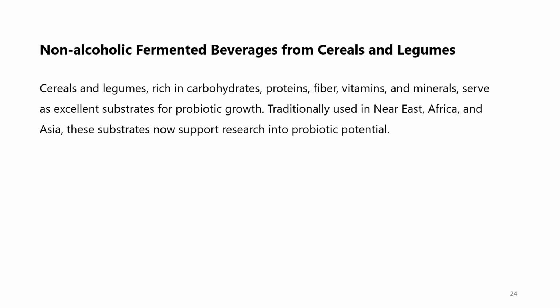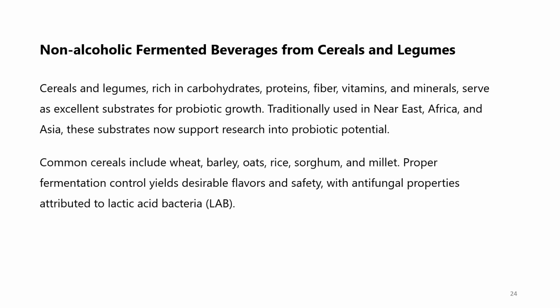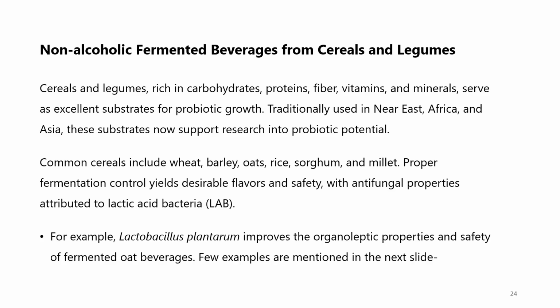Cereals and legumes, rich in carbohydrates, proteins, fiber, vitamins and minerals, serve as an excellent substrate for probiotic growth. Traditionally used in the Near East, Africa and Asia, these substrates now support research into probiotic potential. Common cereals include wheat, barley, oats, rice, sorghum and millet. Proper fermentation control yields desirable flavors and safety, with antifungal properties attributed to lactic acid bacteria. For example, Lactobacillus plantarum improves the organoleptic properties and safety of fermented oat beverages.